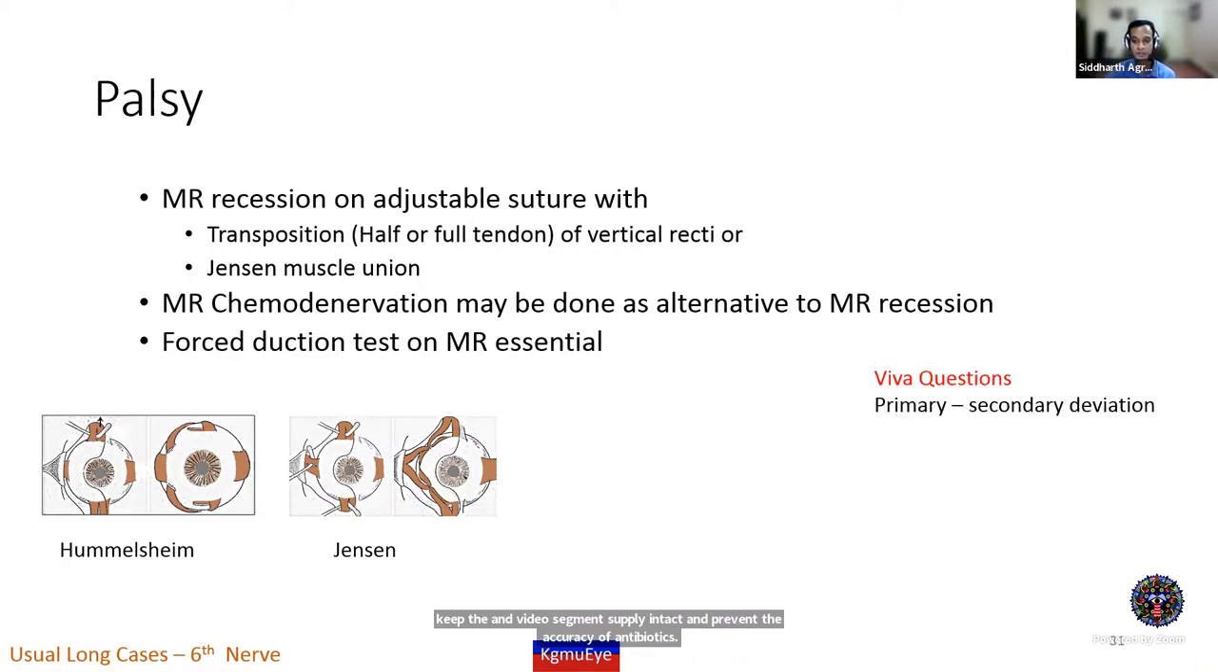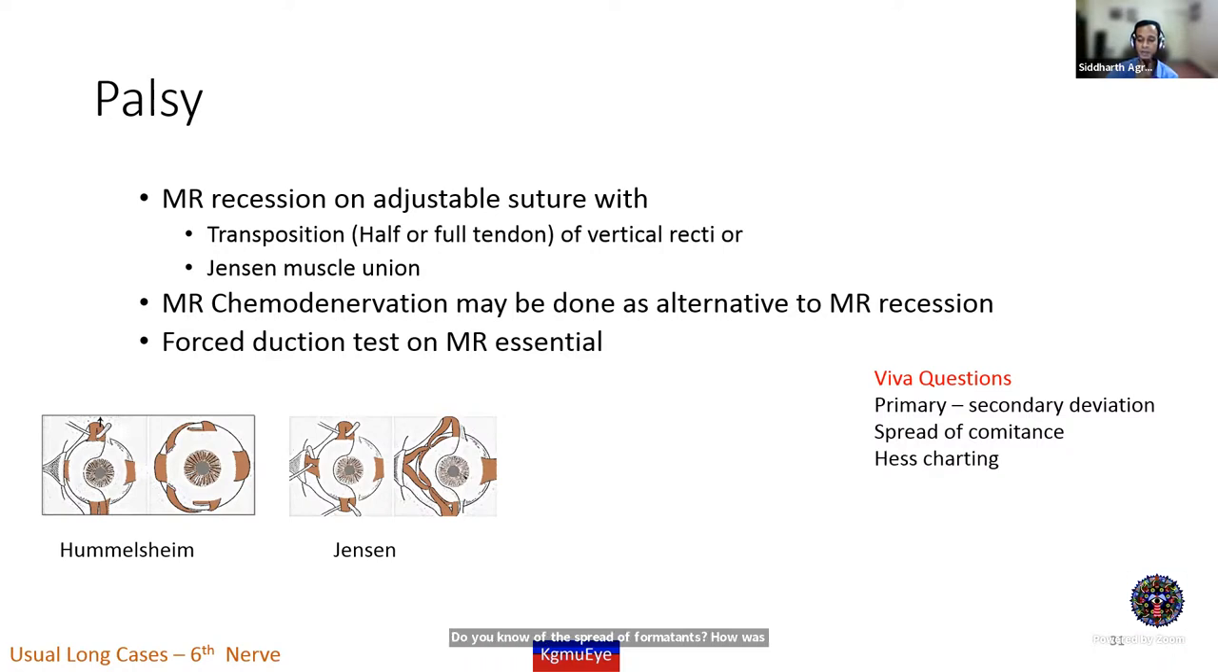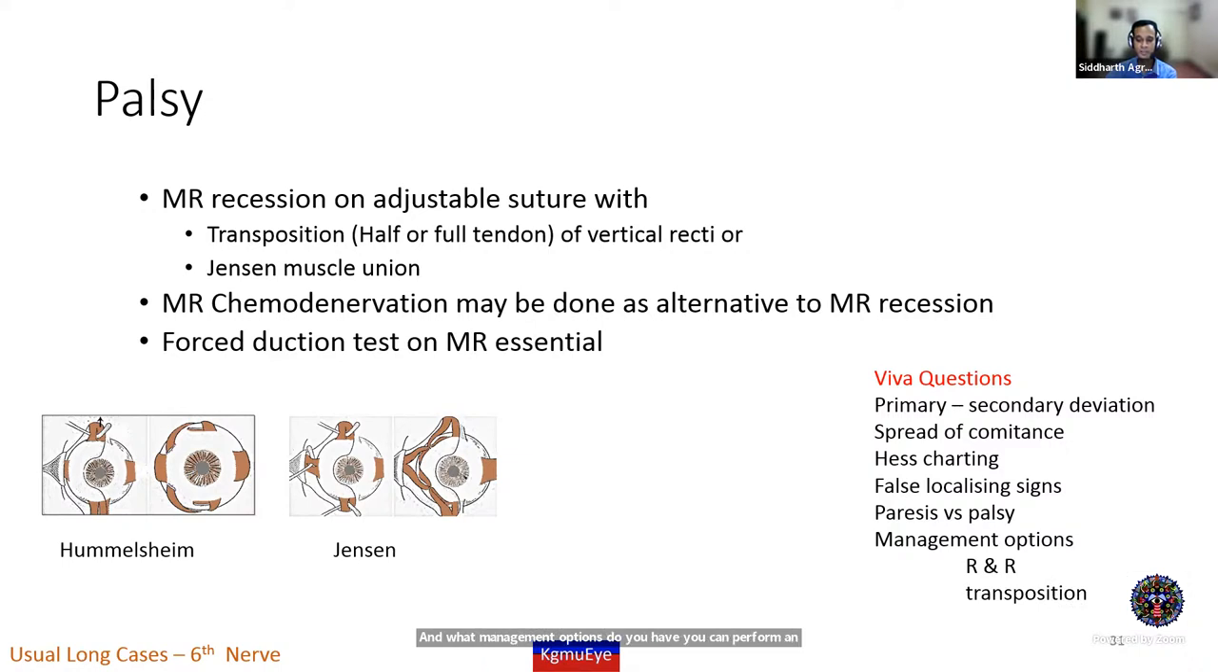The usual viva questions: How did you identify the primary and secondary deviation? Can you demonstrate it for us? Do you know of the spread of comitance? How does it occur? Can you interpret this Hess chart? What are the other false localizing signs that you know of? How do you differentiate between paresis and paralysis? And what management options do you have? You can perform an RNR surgery. You can perform transposition. Weakening of the yoke we've discussed, and the Faden procedure.